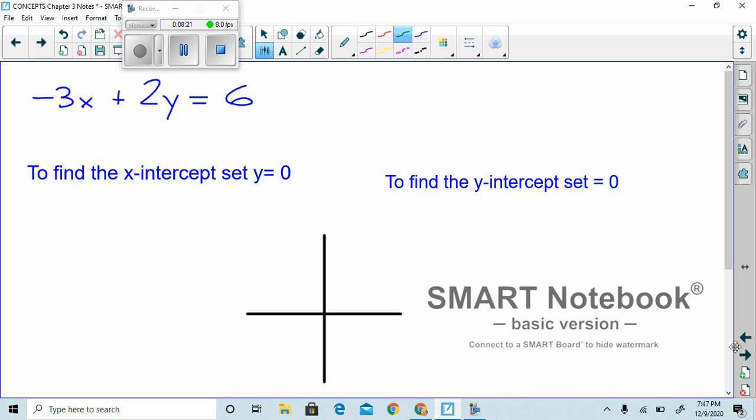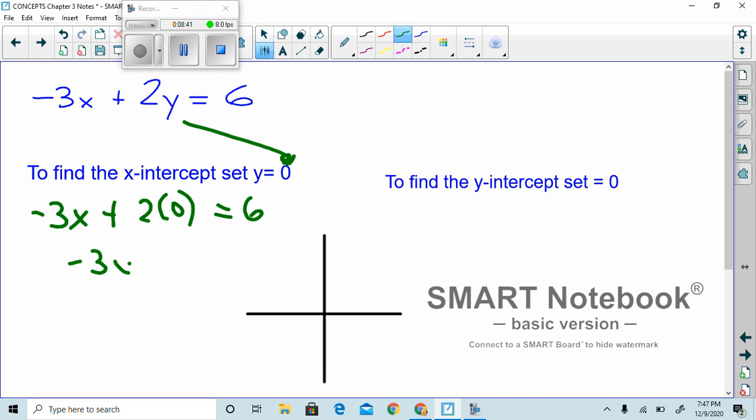To find my x-intercept, I'll set y equal to 0. What does that look like? -3x plus 2 times 0 equals 6. I'm replacing y with 0. Do I have to write this step? No, because we know anything times 0 is 0. So I then can go right to -3x is equal to 6. Do one inverse operation. And I get x is equal to -2. My x-intercept, point on the x-axis, is -2.